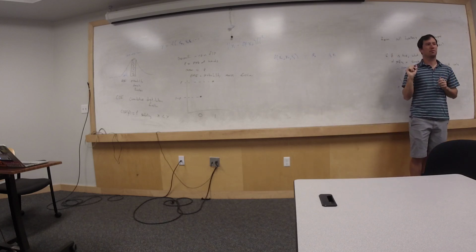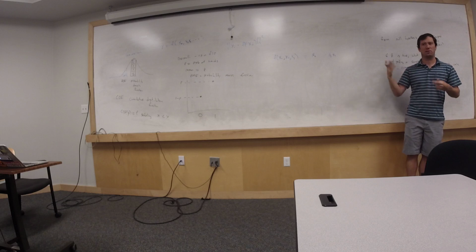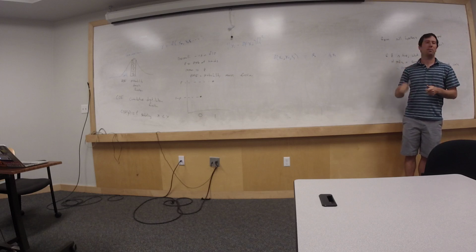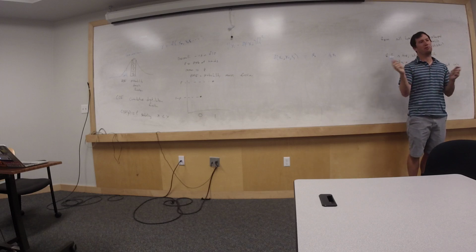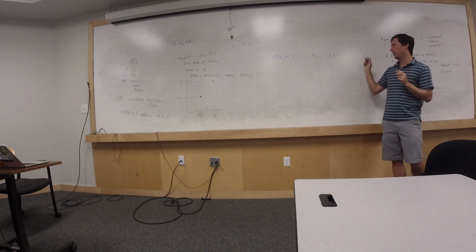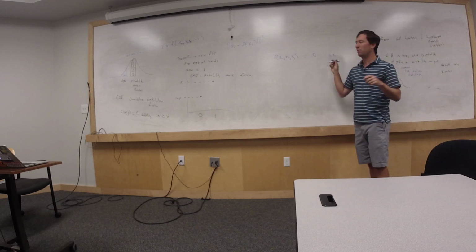Cool. Is this okay? Cool. This was the first example we looked at, right? We can solve for beta 0 and beta 1. There's a nice closed form solution for it. Cool. Right. This is a line.